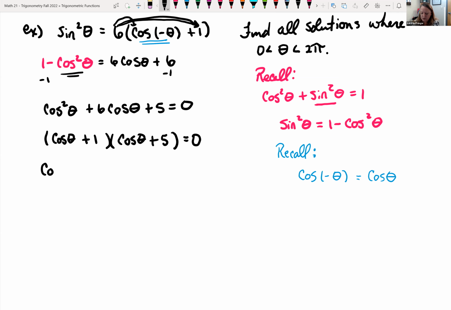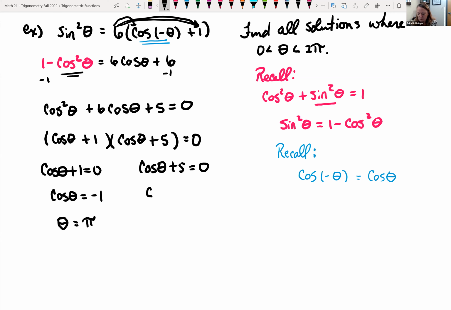So set each factor equal to 0. So we have cosine theta plus 1 equals 0, and we have cosine theta plus 5 equals 0. Isolate our trigonometric function, subtracting 1 on both sides for the first equation. We have cosine theta equals negative 1. So there's one value of theta that would give us cosine of that value equal negative 1 between 0 and 2 pi, and that would be at pi.